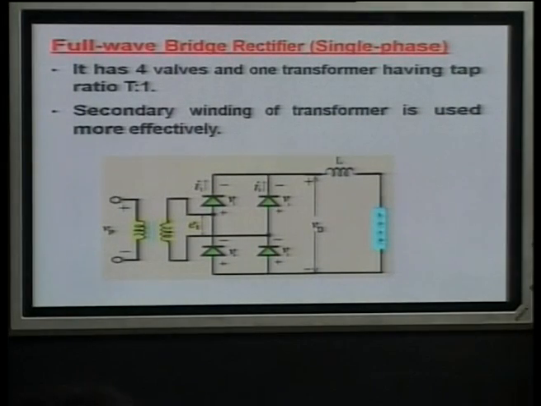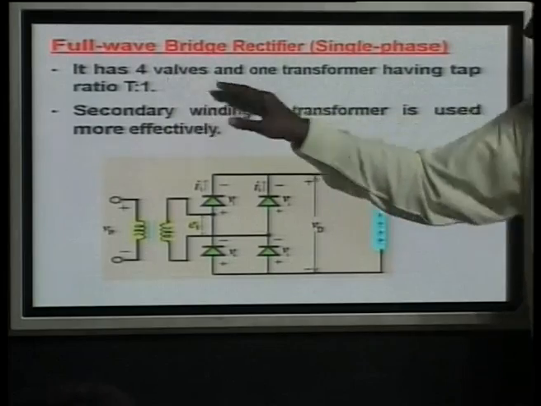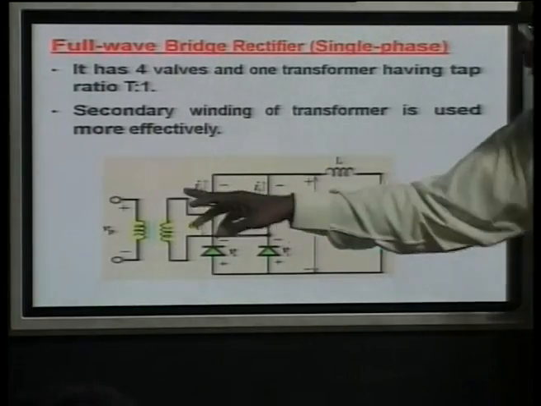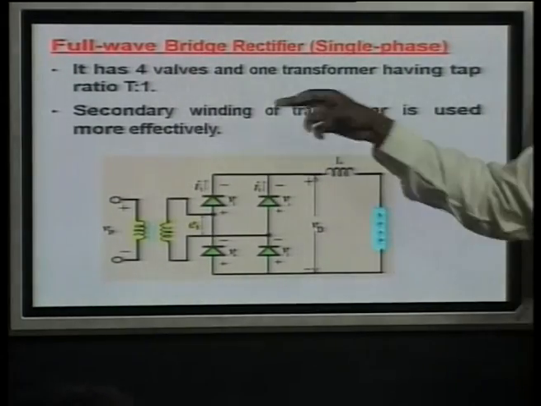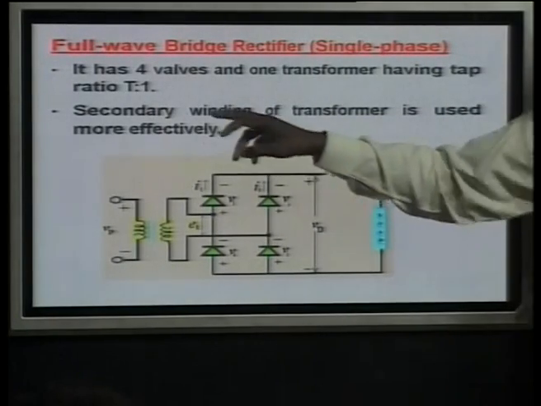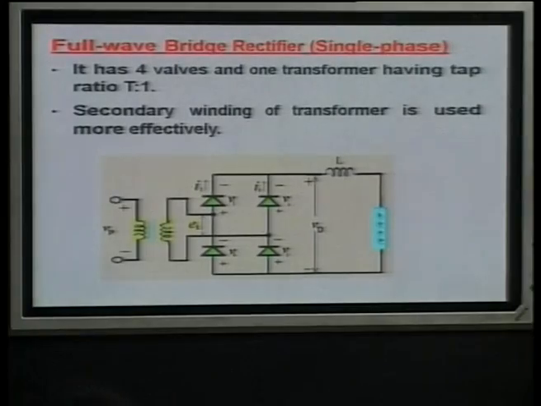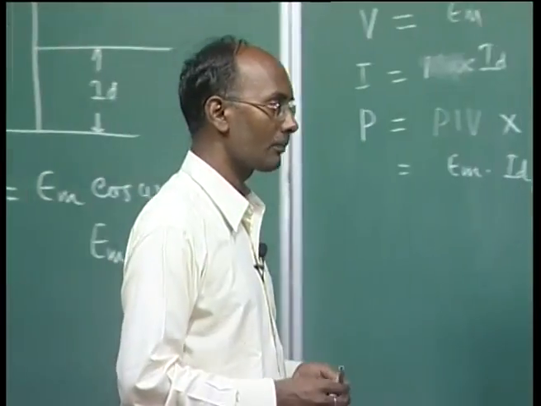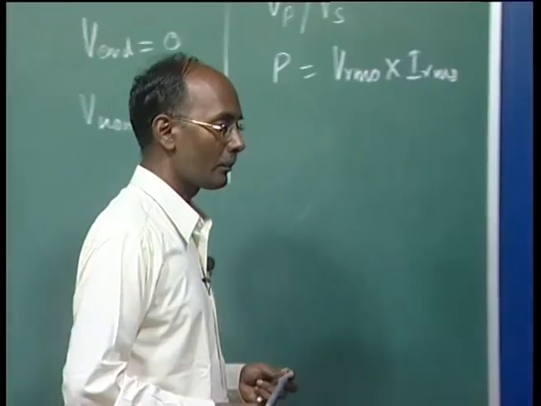It is for single phase again. We are going to use 4 valves and one transformer having the tap ratio T is to 1, because I am denoting T since in the wave shape we are using the T. So, in this case the major advantage is that we are having better utilization of the transformer, but the number of valves are increasing.